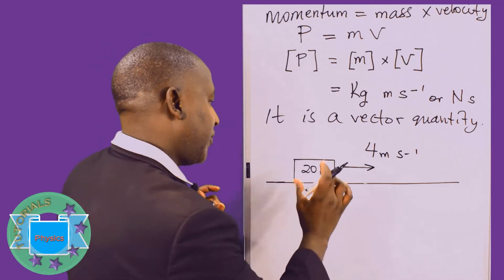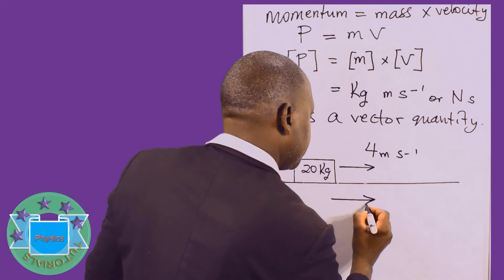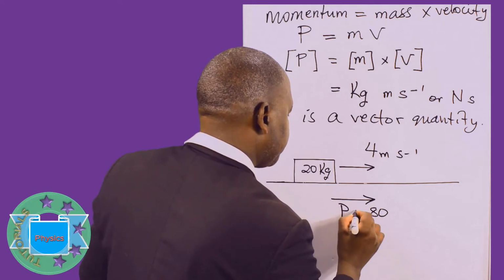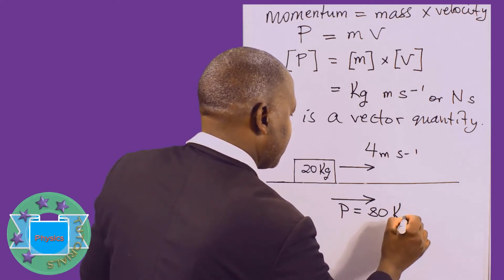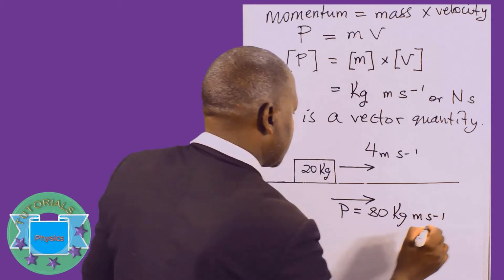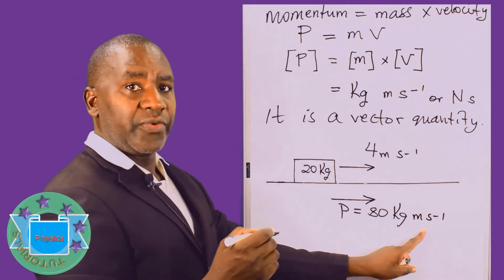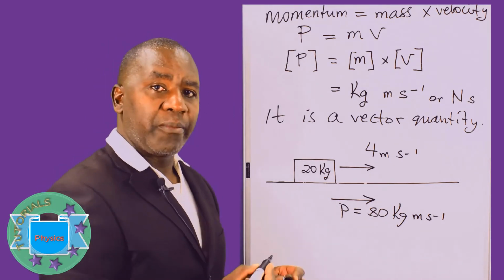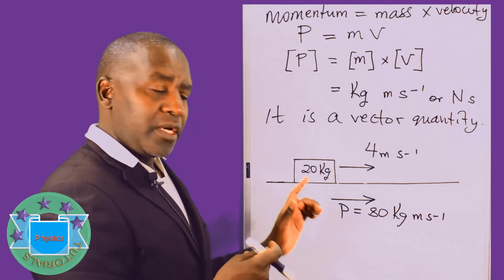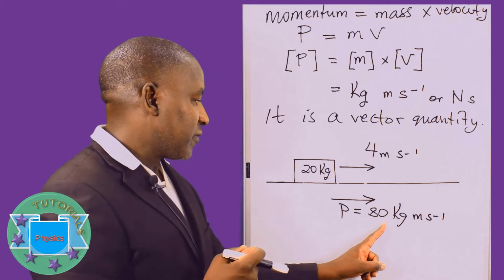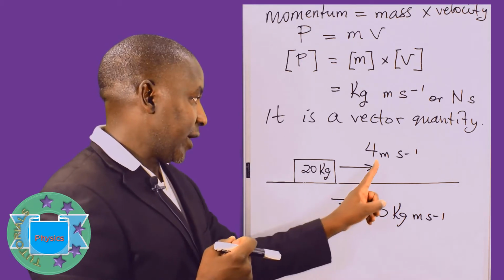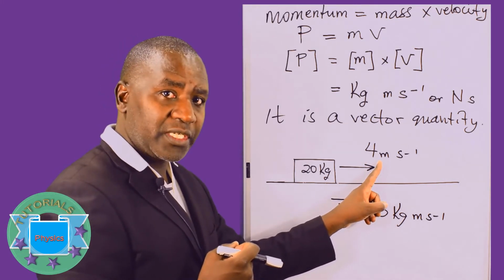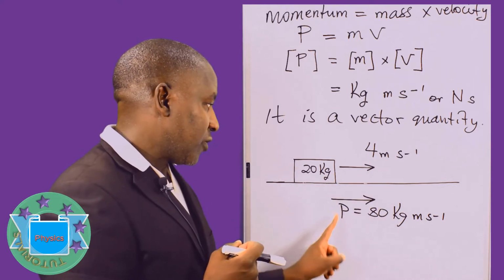So, when we get its momentum, which is 20 times 4, which gives us 80 kilograms meter per second, or 80 Newton seconds, then we are going to say that it is in that direction. The direction of the momentum of an object is the same as the direction of its velocity. So if you know the direction of the velocity of the object, then you know the direction of its momentum.